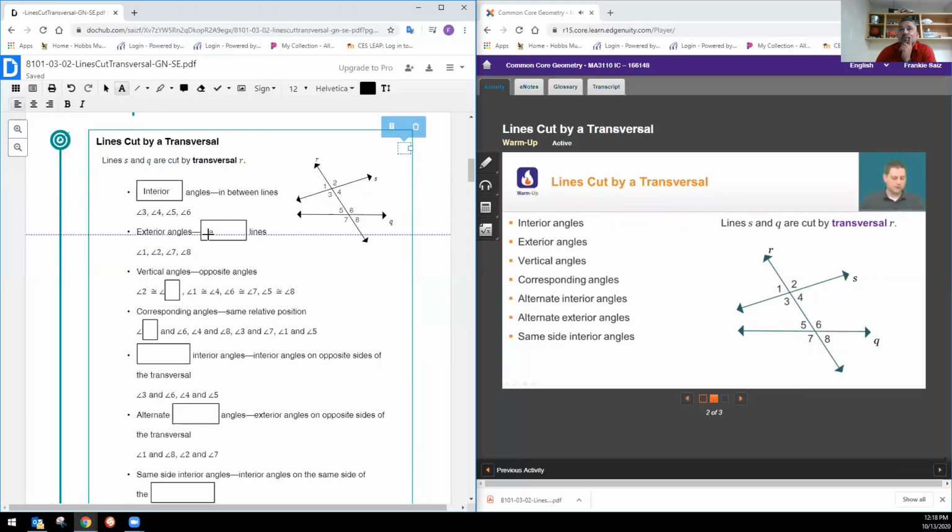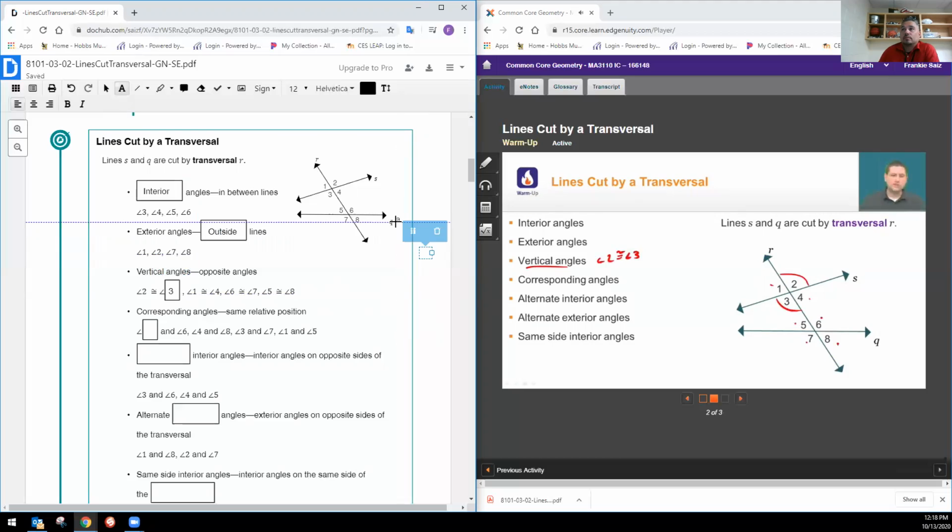Now, vertical angles, those are angles which are opposite angles formed by two intersecting lines, and they're also congruent to each other. Here in our diagram, we see angles 2 and 3 are vertical angles, and not only, as I said, are they opposite, but they're congruent to each other, so I'm going to show that congruency sign. In addition to angles 2 and 3, we also see 1 and 4 are vertical angles, 6 and 7, as well as 5 and 8.